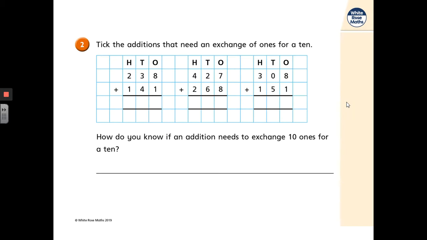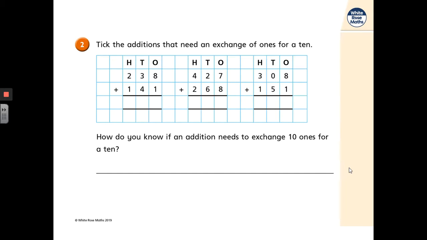Okay, for question 2 then. So it says, tick the additions that need an exchange of ones for a 10. So what you might want to do for this, you could work them out, or you might just want to have a little look. You could label these A, B, and C, so you can just say which one you would have to exchange ones for a 10, or you could write down the question. It's up to you how you want to set that one out. So have a look at your ones column, think which ones of those will need an exchange?